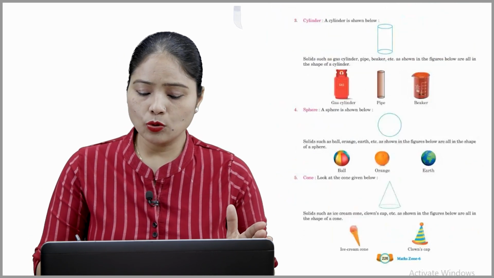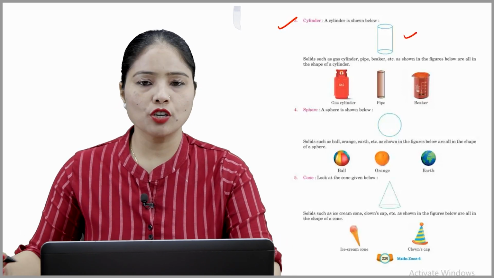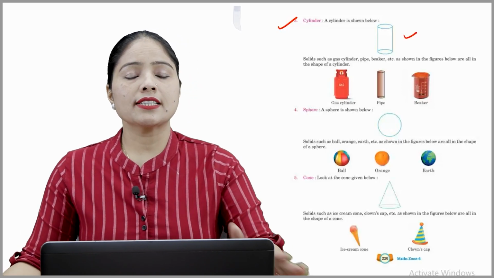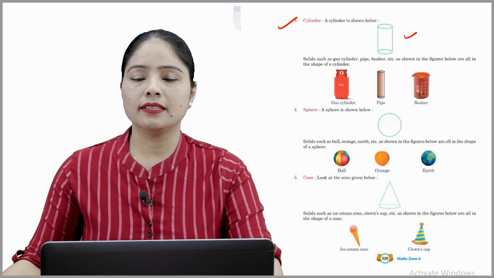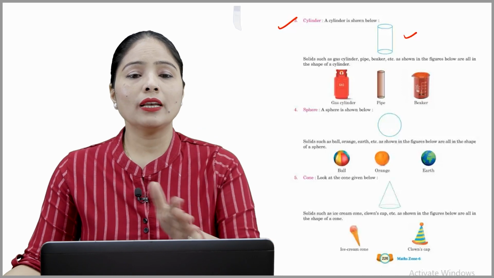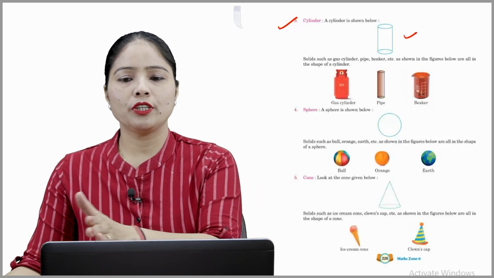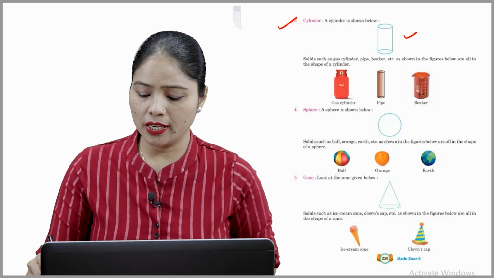Okay. Now third one is cylinder. A cylinder is shown below. This is a picture of a cylinder. Solids such as gas cylinder, pipe, beakers, etc., as shown in the figures below, are all in the shape of a cylinder. Like gas cylinders, pipe and beakers, the pictures are given, beta, okay?